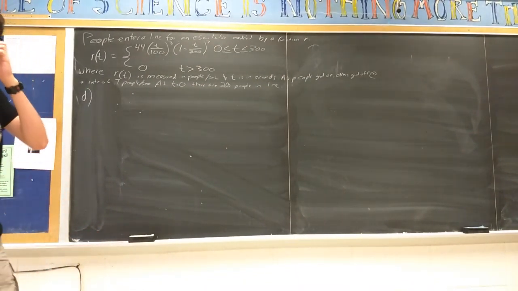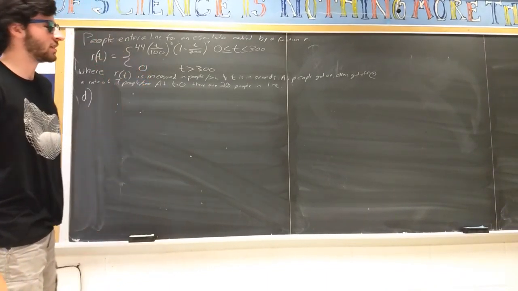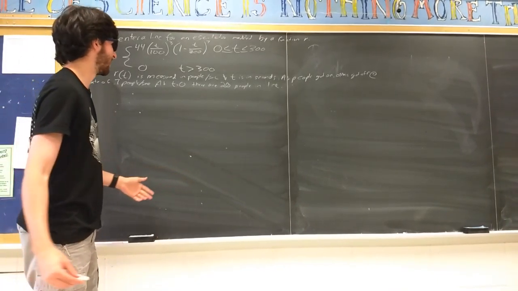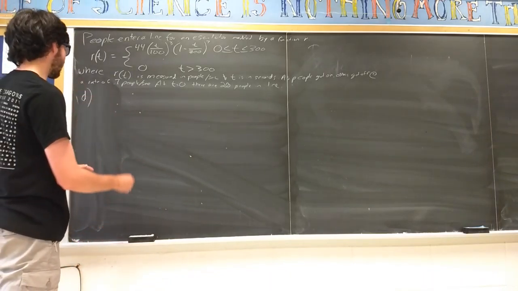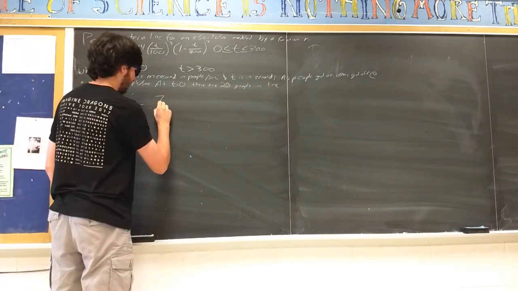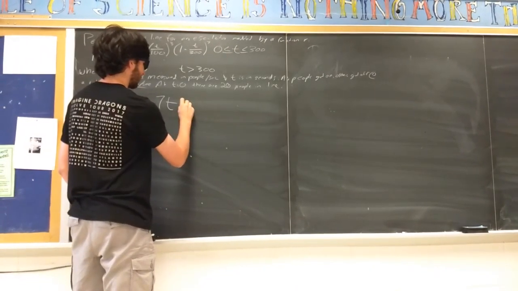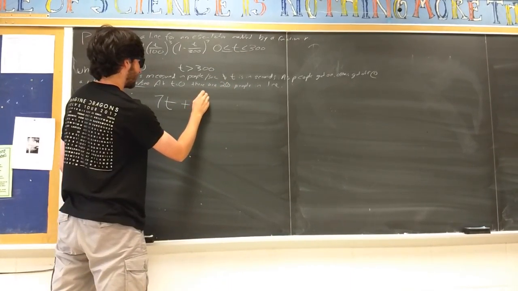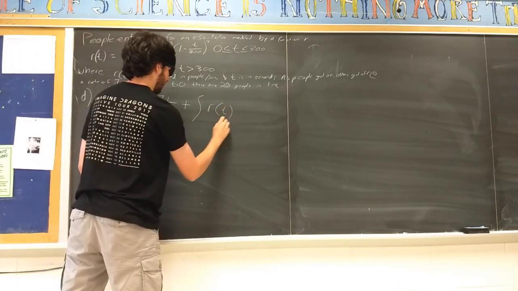Problem asks you to find when the minimum number of people are in line. So you take the derivative of the total equation and set it equal to zero, as you do with anything in calculus. The equation for the total number of people is 20, which is the initial value, minus 0.7t, which is the rate that people leave the escalator, plus the rate that people are going on the escalator from 0 to 300, which is the integral of r of t from 0 to 300.